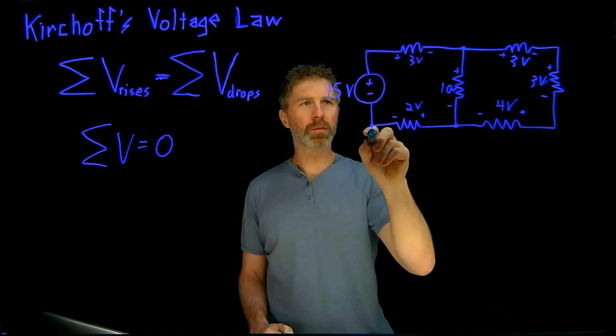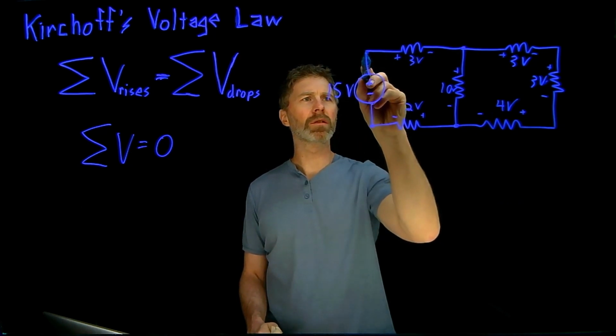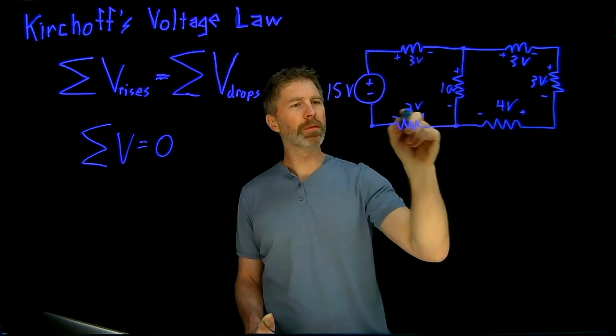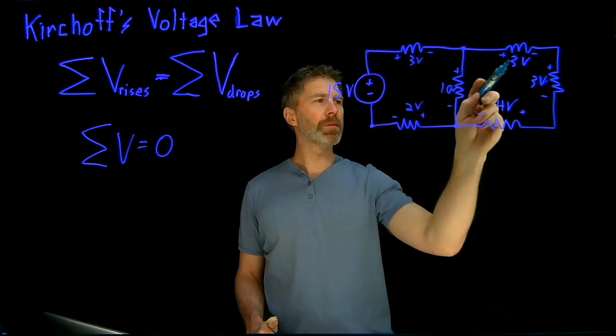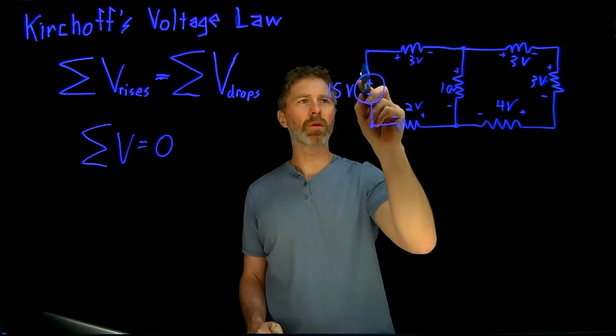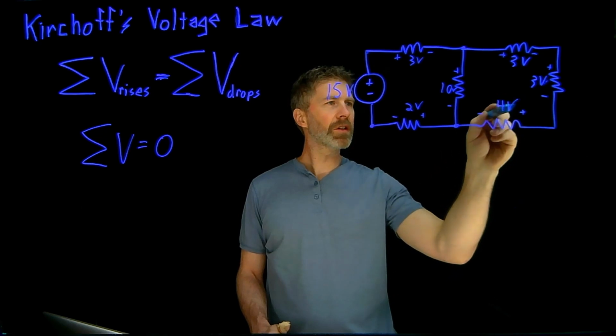Again, I'm going to start at this point and go around the loop, look at all the rises and the drops. Well, I've got 15-volt rise, 3-volt drop, 3-volt drop, 3-volt drop, 4-volt drop, 2-volt drop. That's 3 plus 3 plus 3 is 9, plus 4 is 13, plus 2 is 15. 15-volt rise and 15-volt drops. Now I can also consider this loop here.